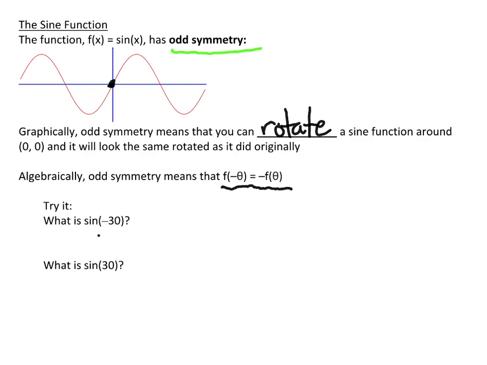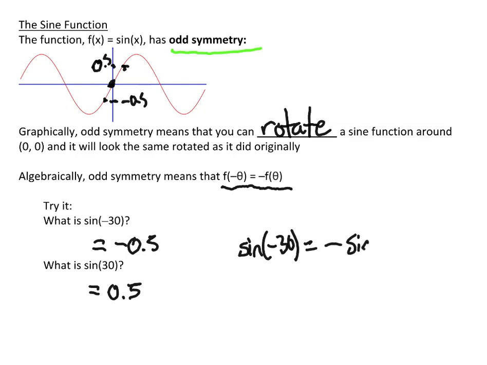If I plug in sine of negative 30, that gives me negative a half, right? That's right here. So that's sine of negative 30, at the point negative 1/2. If I plug in sine of 30, that gives me positive a half. So that's right up here. That is positive 0.5. So this is just algebraically what odd symmetry looks like. You can see that sine of negative 30 is equal to negative of the sine of 30. So just a fun fact about sine functions.